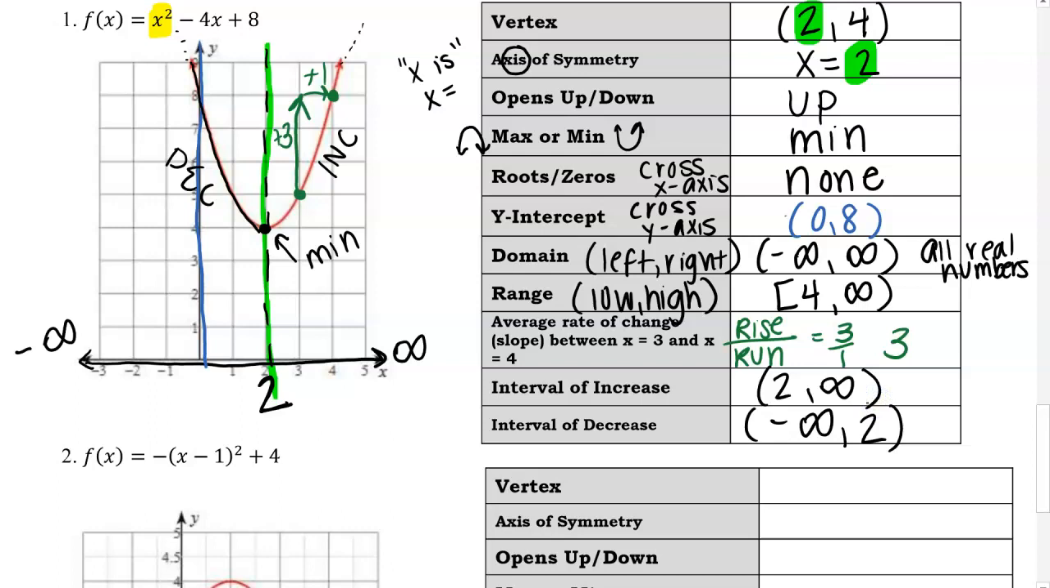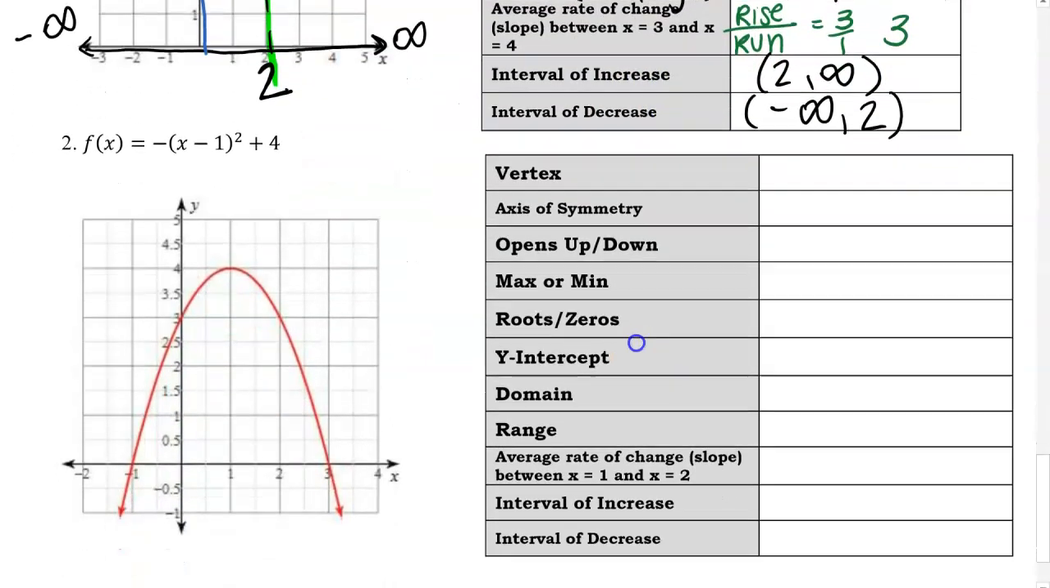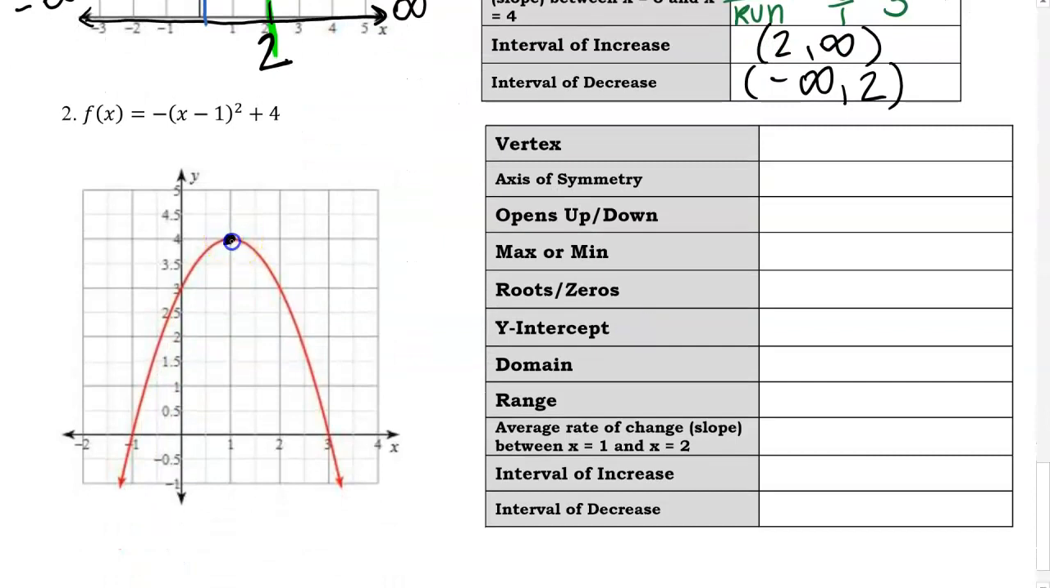Okay, I'm going to go through one more example a little bit quicker than I did here. In this example, we can see the parabola is opening down, which is putting our vertex here at the top, and that vertex has the ordered pair (1, 4). The axis of symmetry has to be x equals the x value of the vertex, which is 1. Because the parabola opens down, it has a maximum.